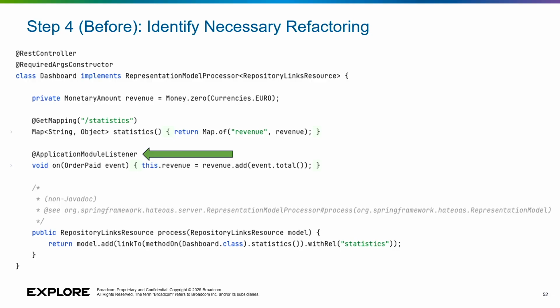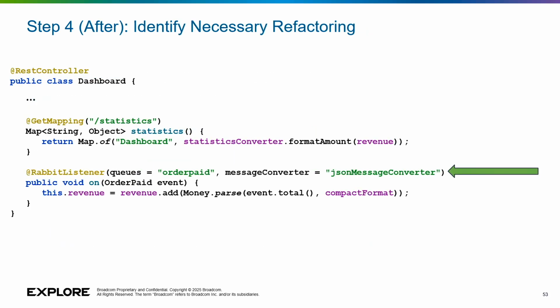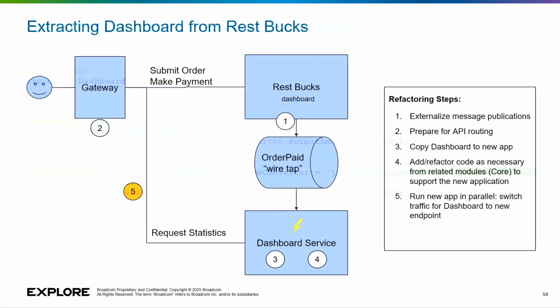We want to, when these order paid events are published, have on our dashboard app an application module listener so we can grab and take action with that message. When we move it to our microservice, if we were using Rabbit, we're going to use the Rabbit listener. If it's Kafka, it's the Kafka listener. And then again, you're going to specify the queue or topic you're listening to. In this case, it's order paid.